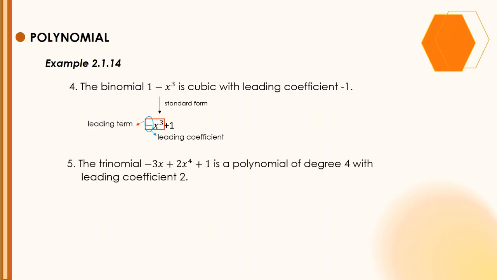Number 5. The trinomial negative 3x plus 2x to the power of 4 plus 1 is a polynomial of degree 4 with leading coefficient 2. We have 3 terms here kaya trinomial. Ang standard form niya is 2x to the power of 4 minus 3x plus 1. So, ang leading term is 2x to the power of 4, kaya ang leading coefficient is 2.